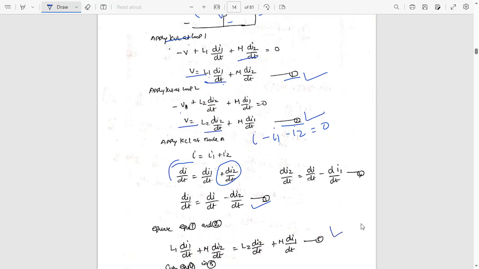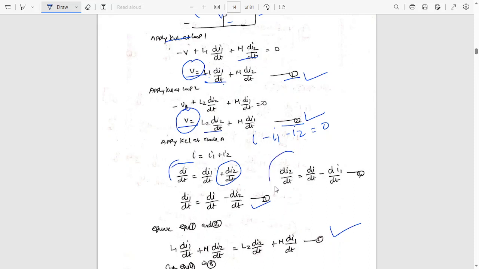So I am going to consider this as equation number 5. I am just equating because the voltage on the left hand side is the same for both equations, so I can equate the right hand sides together. For equation 1 and equation 2, I got equation number 5.